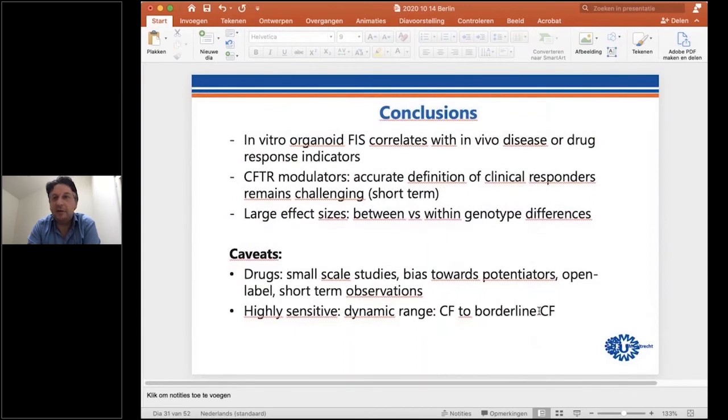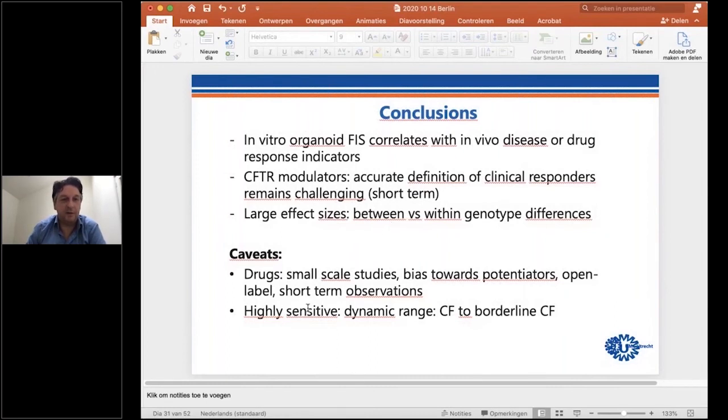So just to quickly sum up some of these conclusions here: in vitro organoid FIS correlates with these in vivo disease or drug response indicators. For modulators, especially if you look at in vivo measurements, the accurate definition of clinical responders remains challenging, but especially if you have these larger effect sizes, then there's a really nice correlation between what happens in vivo and what happens in vitro.